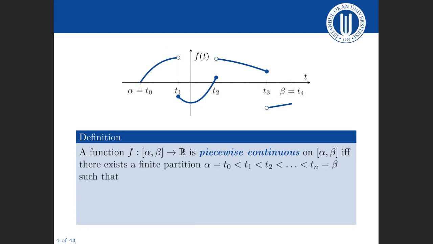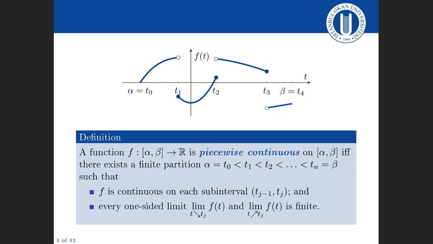But let's be more precise. A function is piecewise continuous if there exists a finite partition such that on each one of these subintervals, the function is continuous, and at the end of each one of these subintervals, the one-sided limits exist and they are finite. I don't want any functions where as we come to a discontinuity, it goes up to infinity. I don't want this. We need to have a finite one-sided limit at the end of each piece.